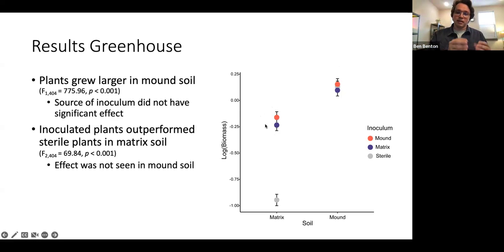plants growing in sterile matrix soil basically didn't grow at all. They never developed past a seedling stage. They were just sitting in stasis, alive but not really developing. And plants in matrix soil that had microbes developed somewhat normally.